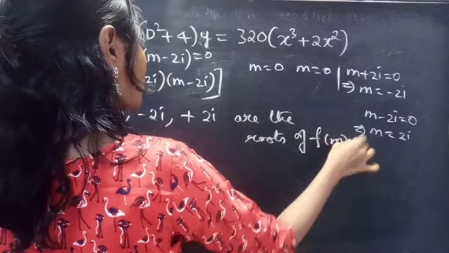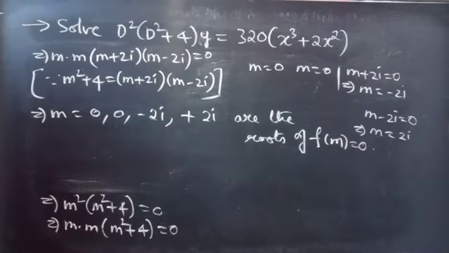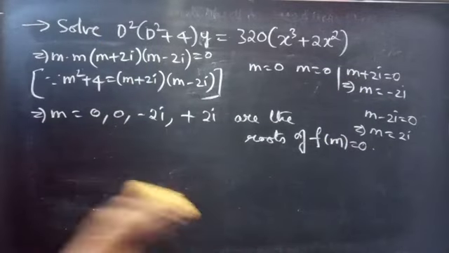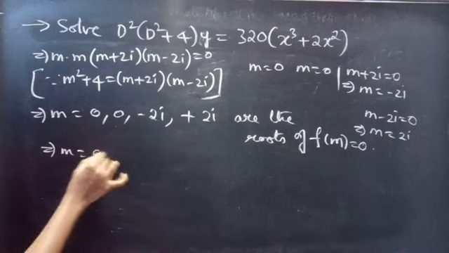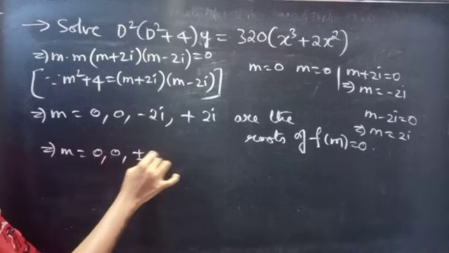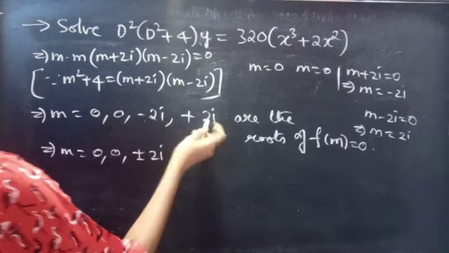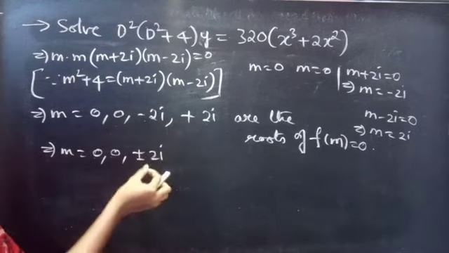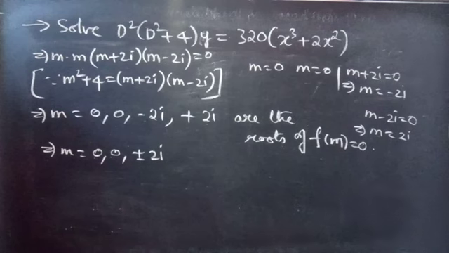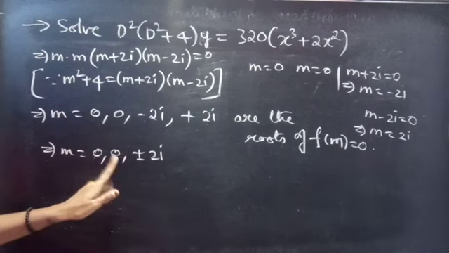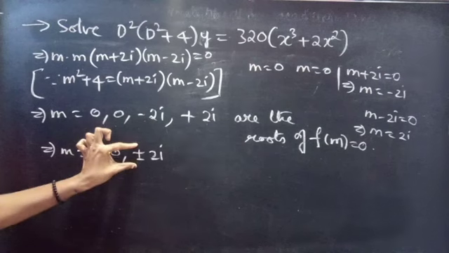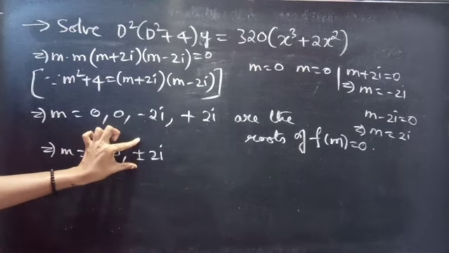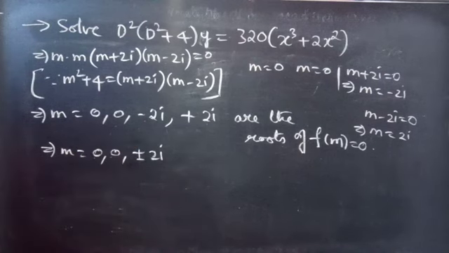Say f of m equals 0. Just nothing but m equals 0, 0, plus or minus 2i. You have minus 2i and plus 2i. You can write them as plus or minus 2i, right? So, we have a pair of equal roots, right? You have two equal roots and a pair of complex conjugate or purely imaginary roots, right?